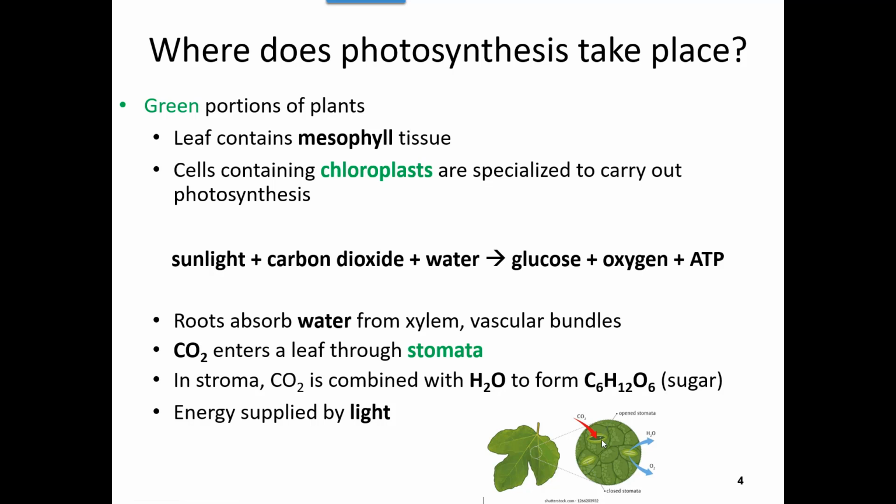Stroma, with the R, is a fluid found in chloroplasts, and this is where we actually have the reactions taking place. So that carbon dioxide that goes into the stomata, or stoma, is going to combine with water in the stroma to form that sugar. And all the energy that is needed to get this reaction going is supplied by light, because again, we need energy to make any reaction occur.